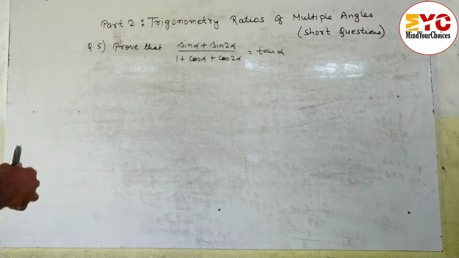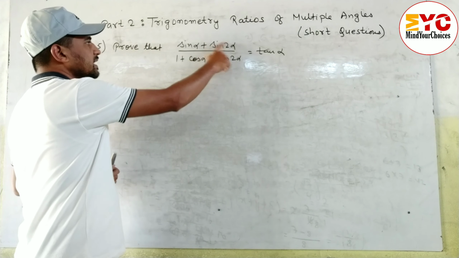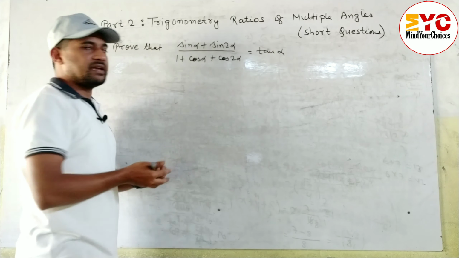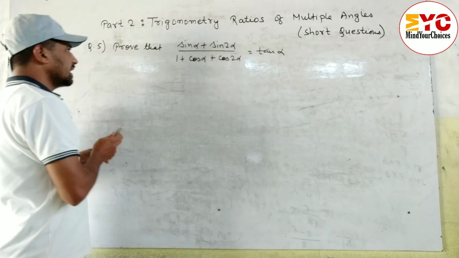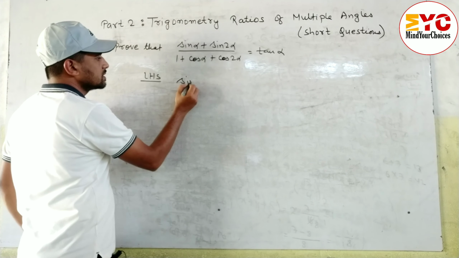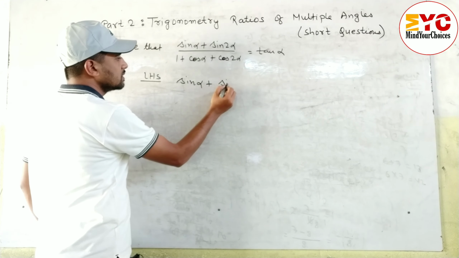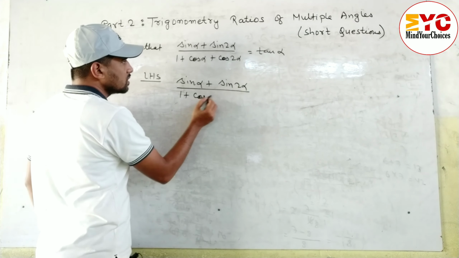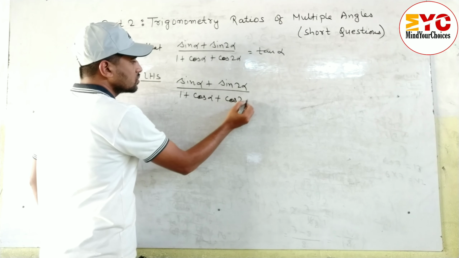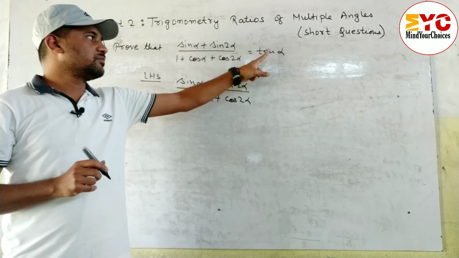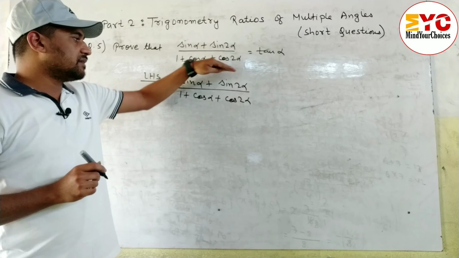The question is, prove that sin alpha plus sin 2 alpha by 1 plus cos alpha plus cos 2 alpha is equal to tan alpha. We have to prove tan alpha. So take LHS first of all. Left hand side: sin alpha plus sin 2 alpha by 1 plus cos alpha plus cos 2 alpha. Here what we have to prove? Tan alpha. Tan alpha means sin alpha by cos alpha.